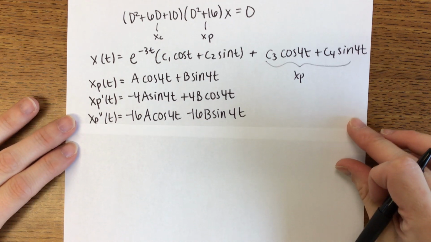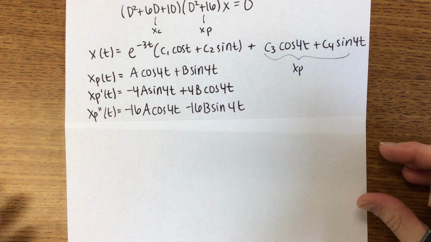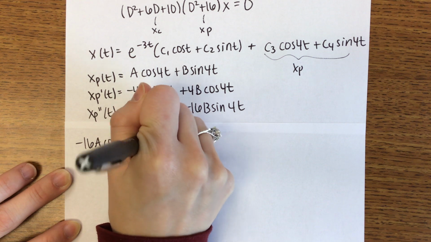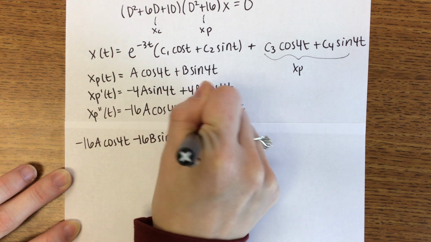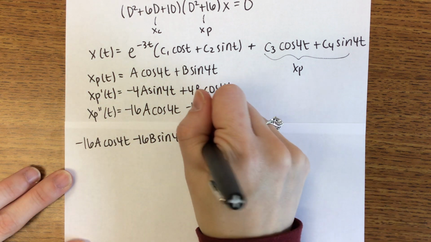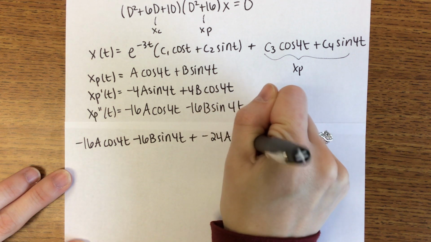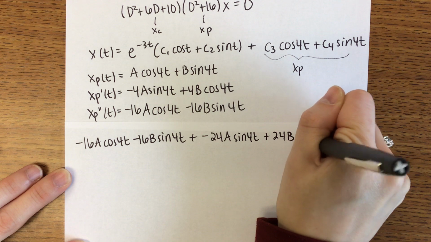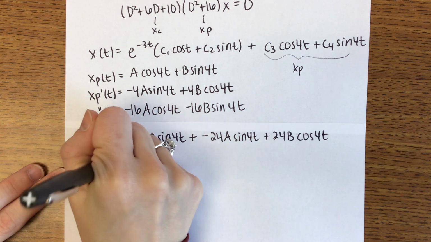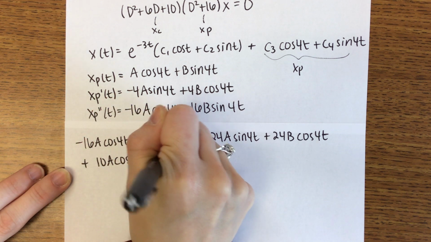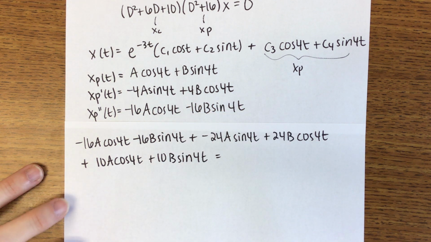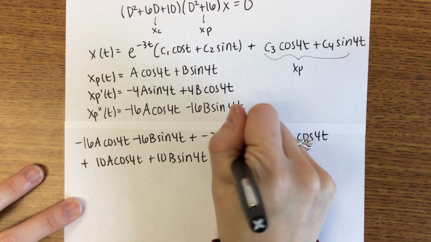Okay, so then we need to substitute into that differential equation. So we're going to start with the second derivative. We get negative 16a cosine of 4t minus 16b sine of 4t, plus 6 times the first derivative. So that'll be negative 24a sine of 4t plus 24b cosine of 4t. We then add 10x, so 10a cosine of 4t plus 10b sine of 4t. All of that is going to be equal to 25 cosine of 4t.